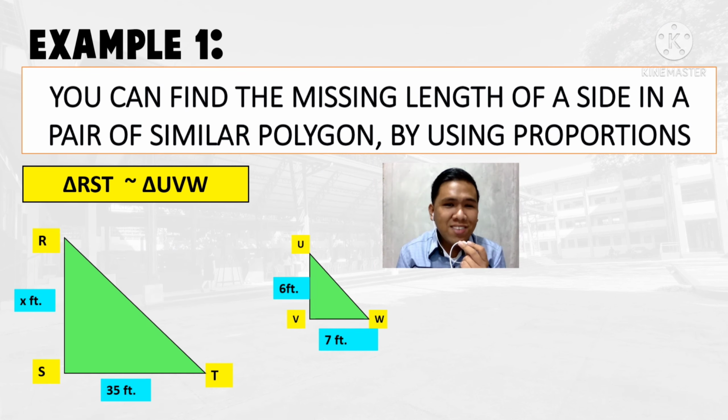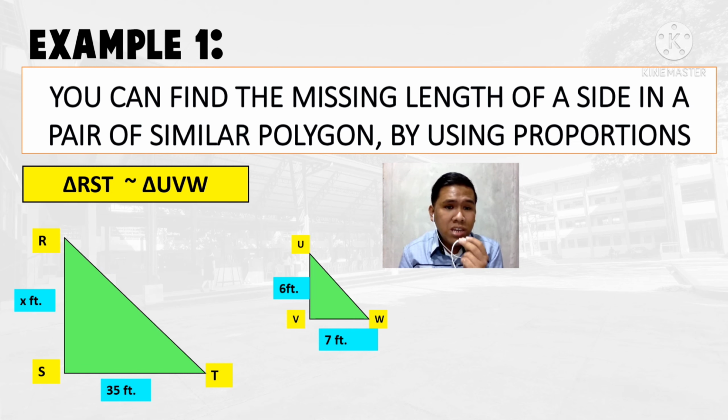To better understand this given concept, let us have example number 1. You can find the missing length of a side in a pair of similar polygons by using the concept of proportion. So let us have the similarity statement, that is triangle RST is similar to triangle UVW, wherein the missing side of this given is the side RS.